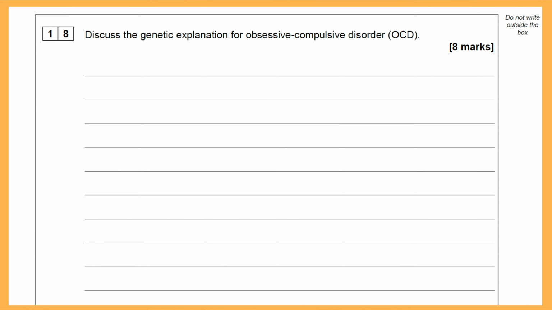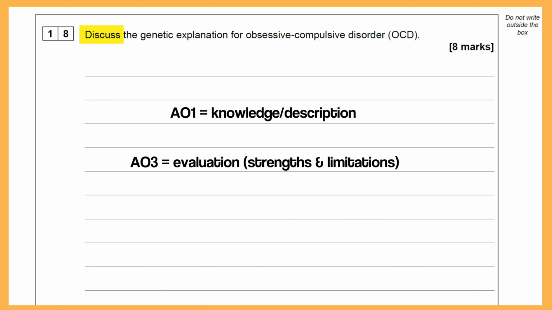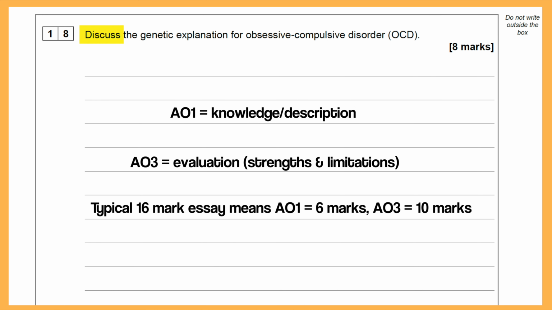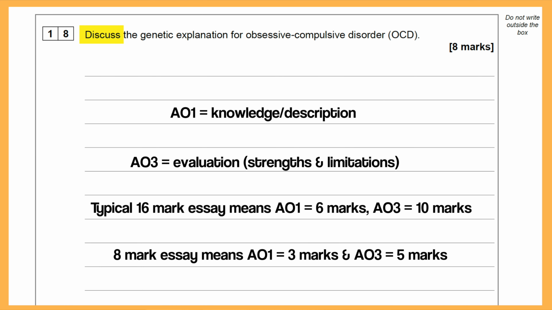8 marks. The command word for this question is discuss, which typically means that we need to provide some knowledge of a theory or study, the AO1, and then evaluate it in terms of its strengths and limitations to form a discussion, the AO3. A typical 16-mark discuss essay question is broken down into 6 marks for AO1 and 10 marks for AO3. So for an 8-mark discuss question, this is halved, so 3 marks for AO1 and 5 marks for AO3. It's helpful to think about it in terms of 1 good paragraph of AO1 followed by 2 good paragraphs of AO3, and even better if those AO3 paragraphs can be for and against, evidence and then a counter argument.